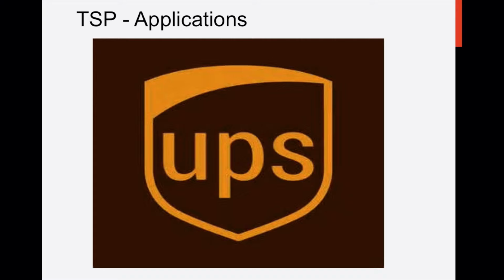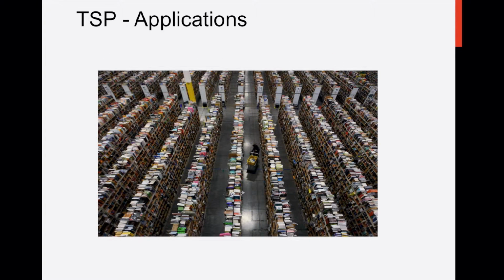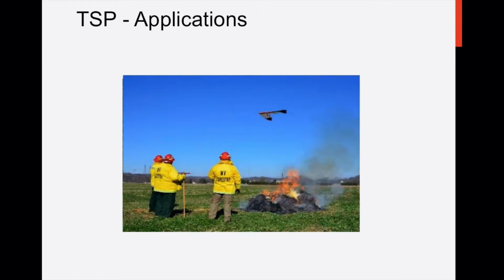Who needs to know the shortest path? Delivery drivers. A programmer for a robotic arm making numerous welds. Workers pulling products from a vast warehouse. A UAV pilot monitoring forest fires.